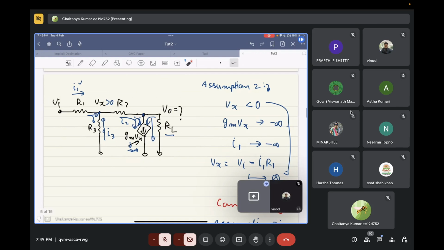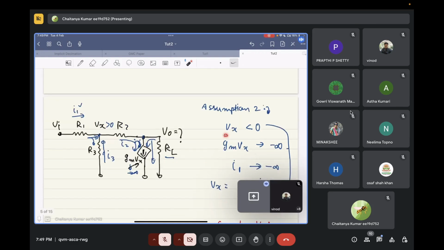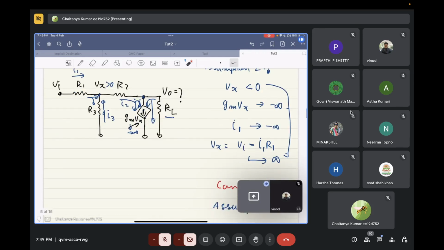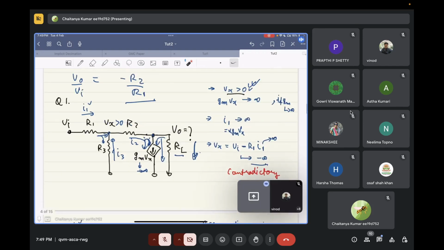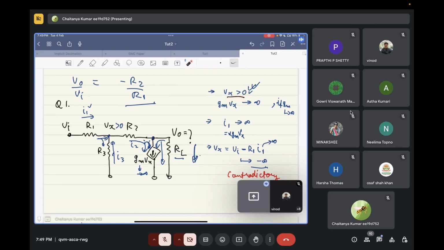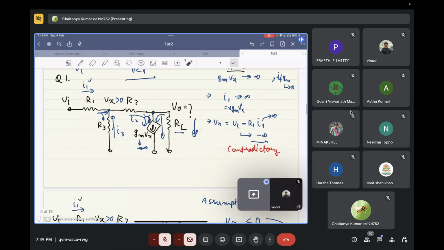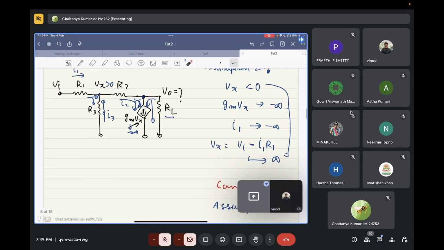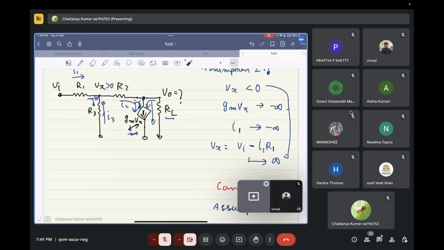You will make these assumptions only. If you assume Vx is less than 0, Vx will actually try to go in the opposite direction, to plus infinity. Or if you assume Vx is greater than 0, Vx will try to go in the opposite direction, to minus infinity. In that case, you will say that the circuit is in negative feedback, and the controlling terminal, Vx in this case, will be equal to 0. With this approximation, you will find out the gain from input to output.